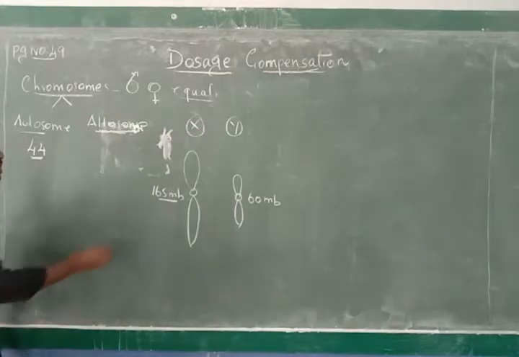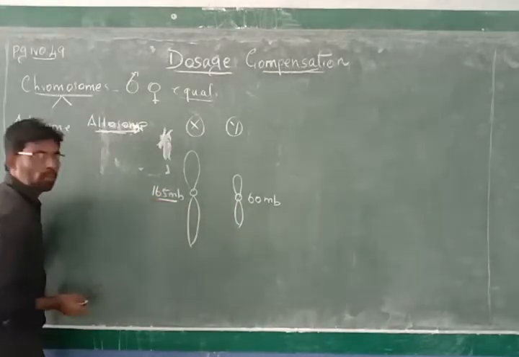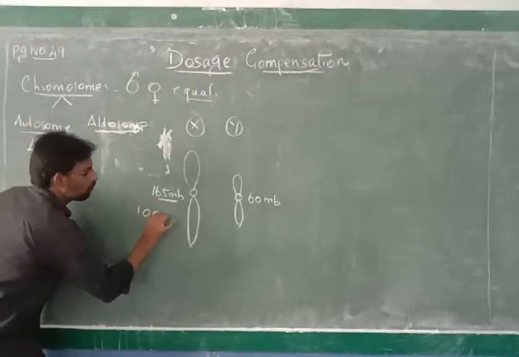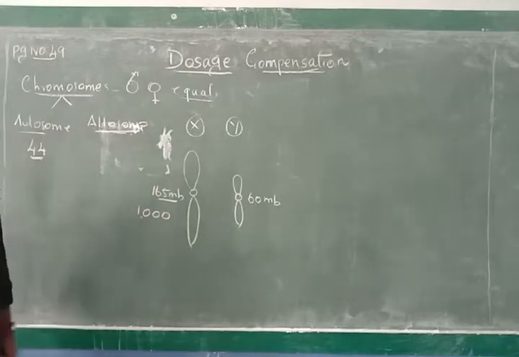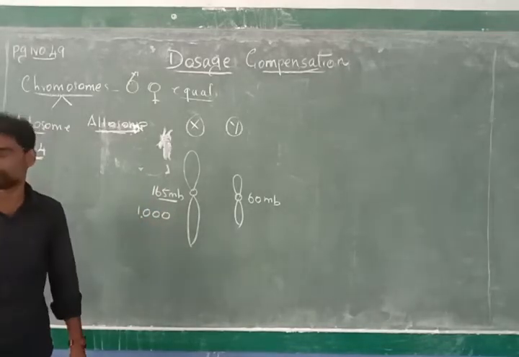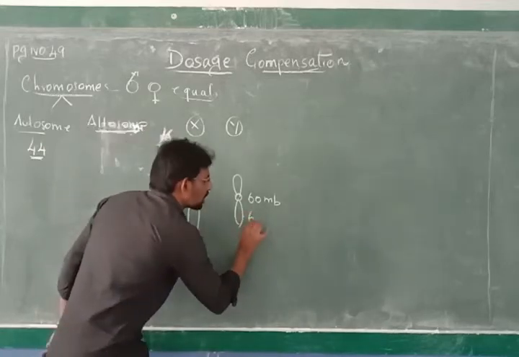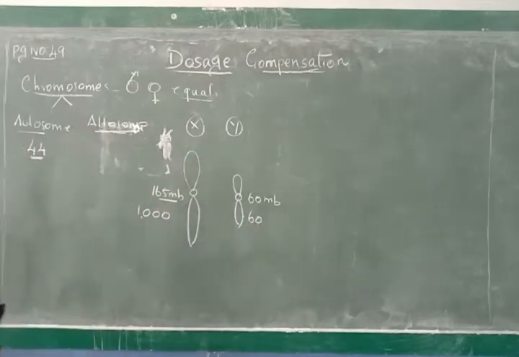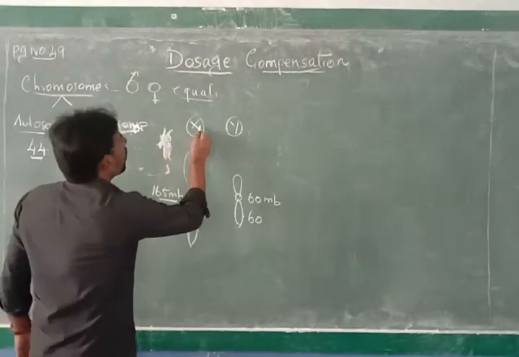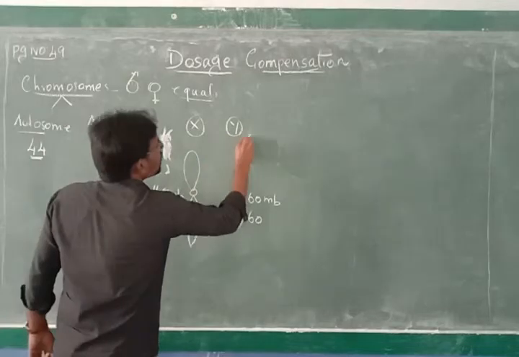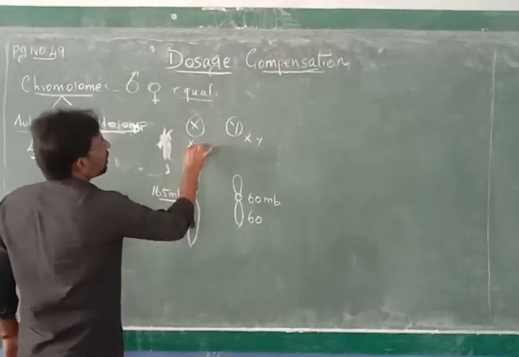And how many functional genes are there in the X chromosome? 1000 functional genes are there in one X chromosome. And how many functional genes are there in the Y chromosome? 60 functional genes are located. So now, male has one X and one Y, and female has X and X.